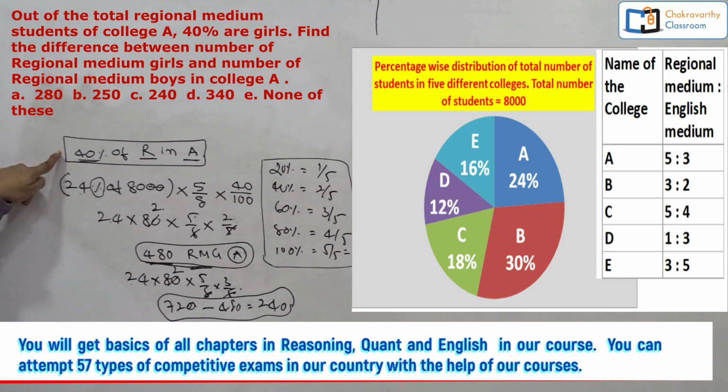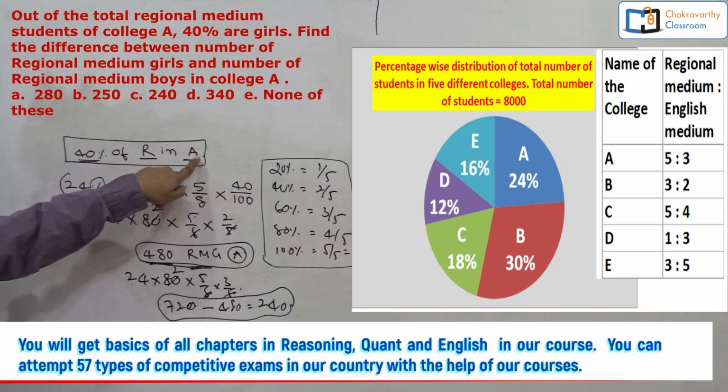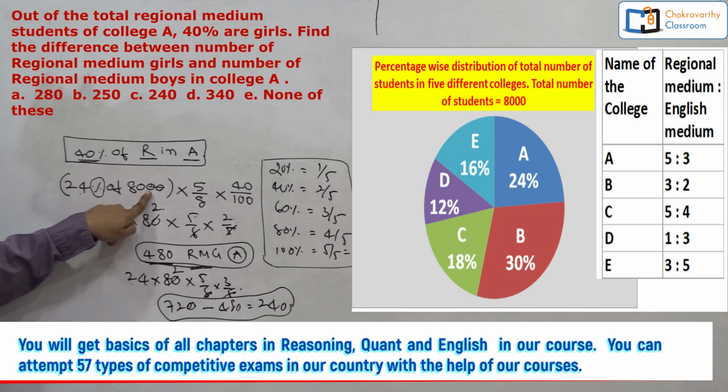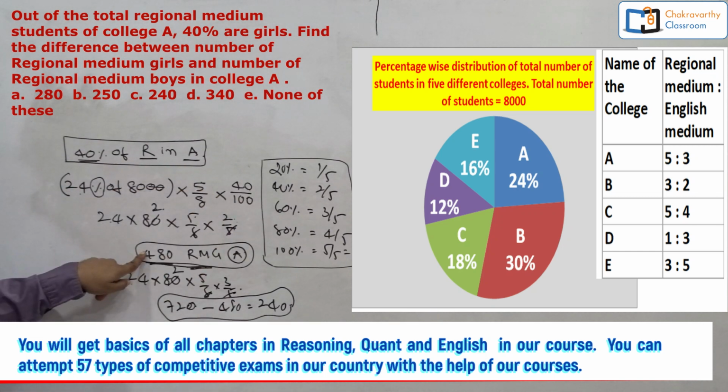So first I found out the number of regional medium girls in college A. Total number of students in college A, regional medium into 5 by 8, girls 40%, I got 480. Number of boys: total students 24 into 80, regional medium 5:3 means 5 by 8, 60% is 3 by 5, that is 720. 720 minus 480, my answer is 240.